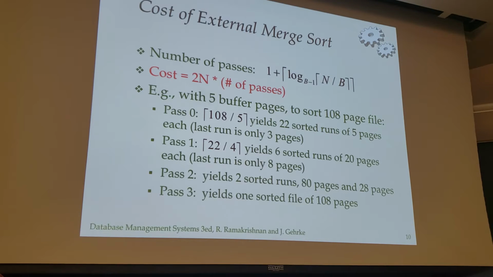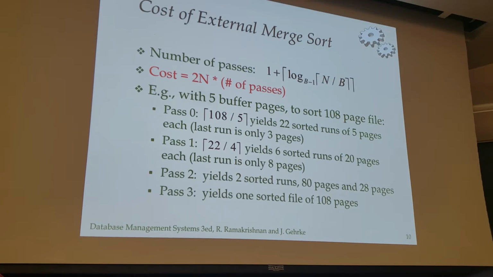Might be 5 pages, might be a little bit less. We have 22 sorted runs, and we're going to be having 4 runs for the previous stage that end up getting merged together. So in pass 1, we're going to have B minus 1 input pages and 1 output page. And so we're going to divide 22 not by 5, but by 4, because we're using 1 page for the output. Ceiling of 22 divided by 4 is going to be 6, so we produce 6 pages, and of course now they're 4 times as big.